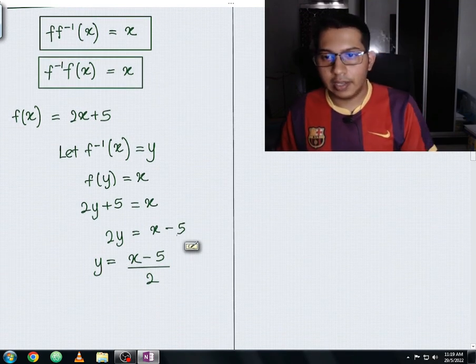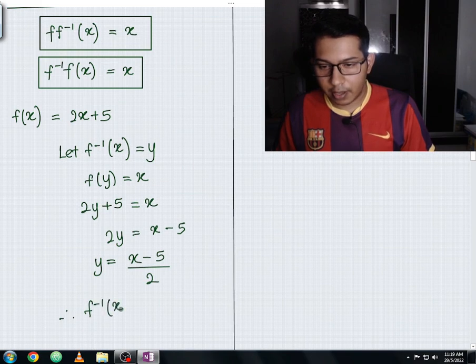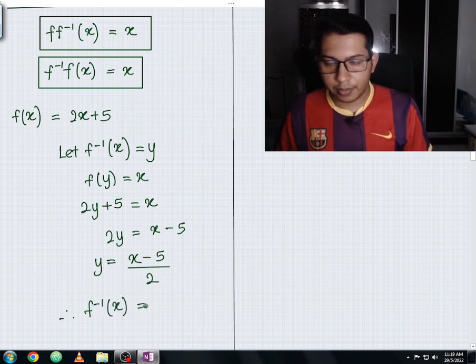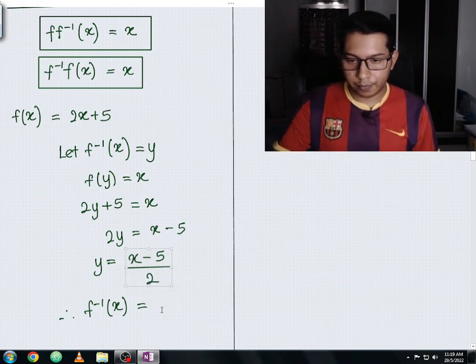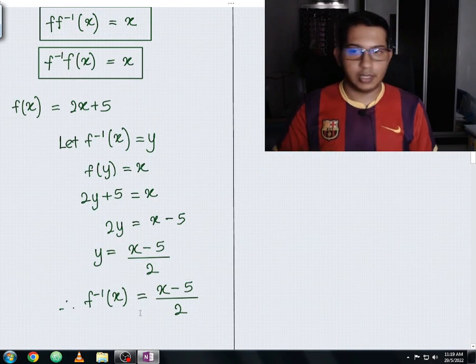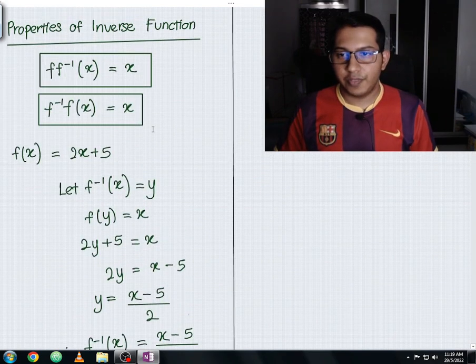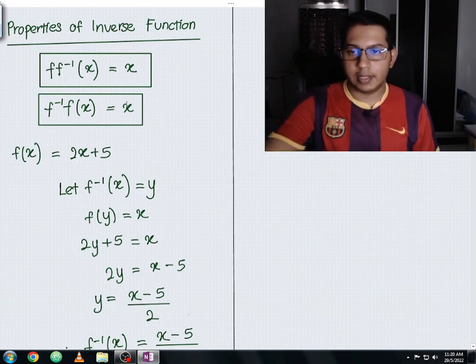Since in the earlier part of our working we let the f inverse x is equals to y, from here you get your f inverse x is equals to x minus 5 divided with 2. Okay, so this is the first step. So now you're going to prove the property f f inverse x is equals to x, and then followed by the second one as well.